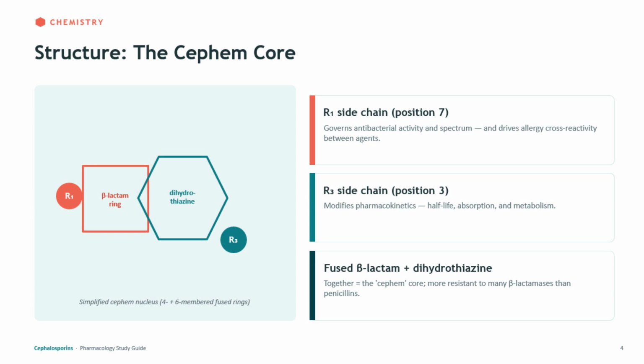2 side chains do most of the work. The R1 side chain at position 7 governs antibacterial activity and spectrum, and importantly, it's also what drives allergy cross-reactivity between agents. The R3 side chain at position 3 tweaks the pharmacokinetics, things like half-life, absorption, and metabolism. So whenever you see 2 cephalosporins behaving quite differently, it usually comes down to these 2 side chains hanging off that same shared cephem core.